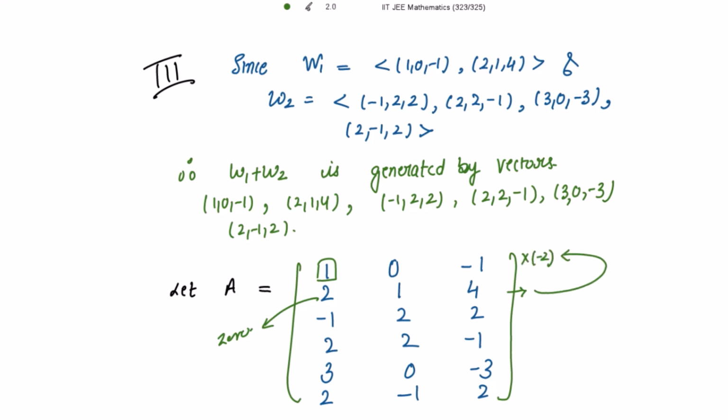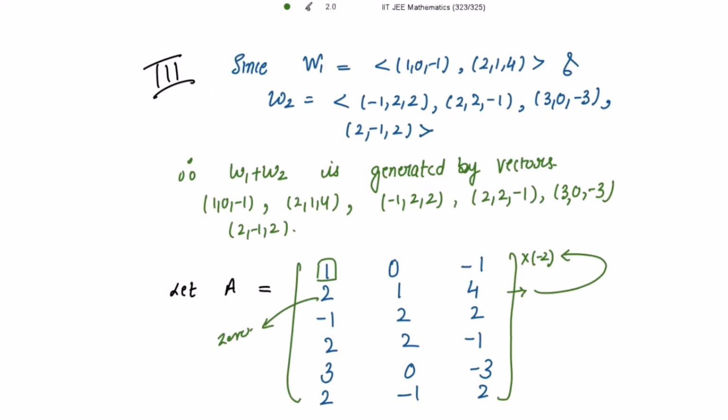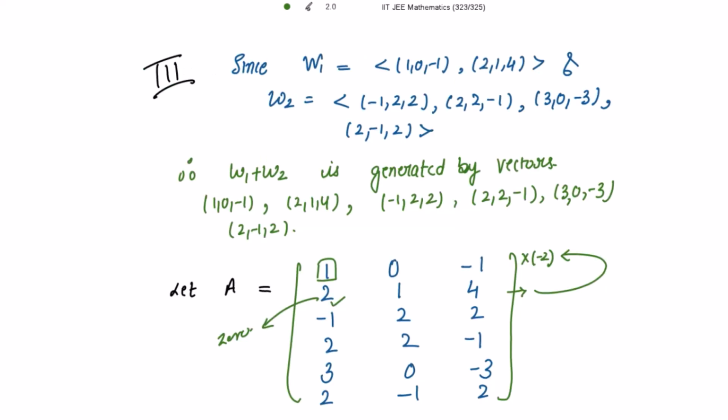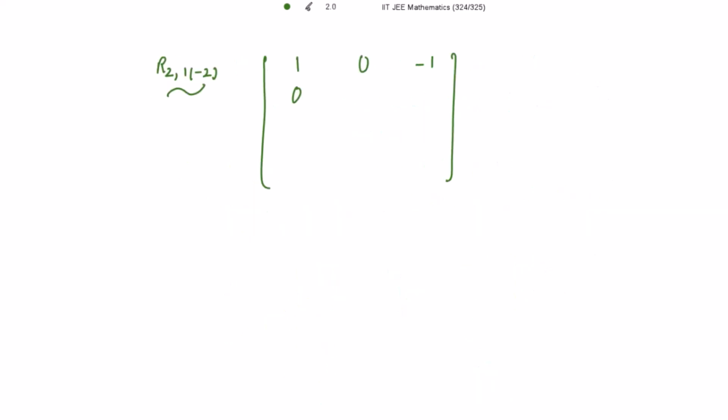Always try to get the advantage of the row having the leading entry. So writing the operation, I need to change the row 2 by adding its elements to the row 1, but row 1 should be first multiplied with negative 2. Writing the first row as it is because we are going to change the row 2. 1 multiplied with minus 2 we get minus 2, adding this to 2 we get 0. Yes, we got 0 over here. 0 multiplied with minus 2 we get 0, adding this to 1 we get 1.